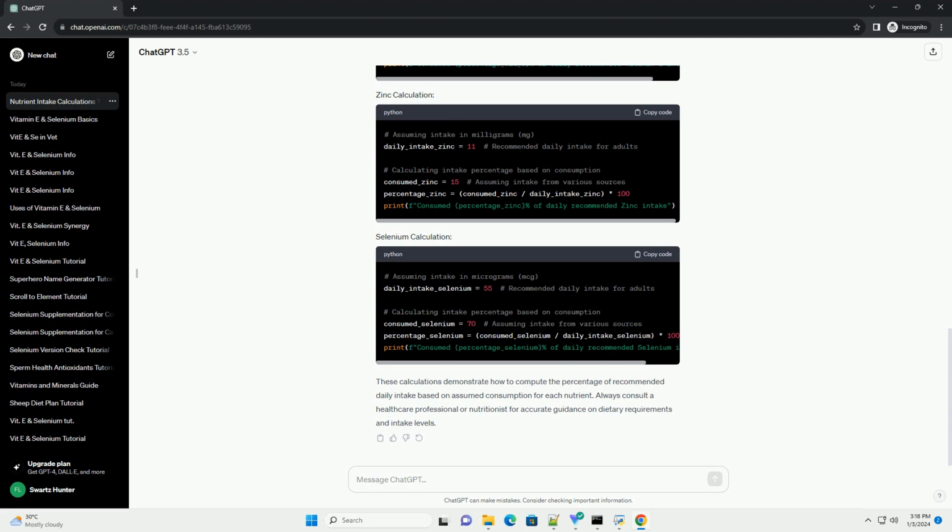Selenium is an antioxidant that plays a role in thyroid function, immune system health, and reproduction. It's present in Brazil nuts, seafood, meat, and eggs.